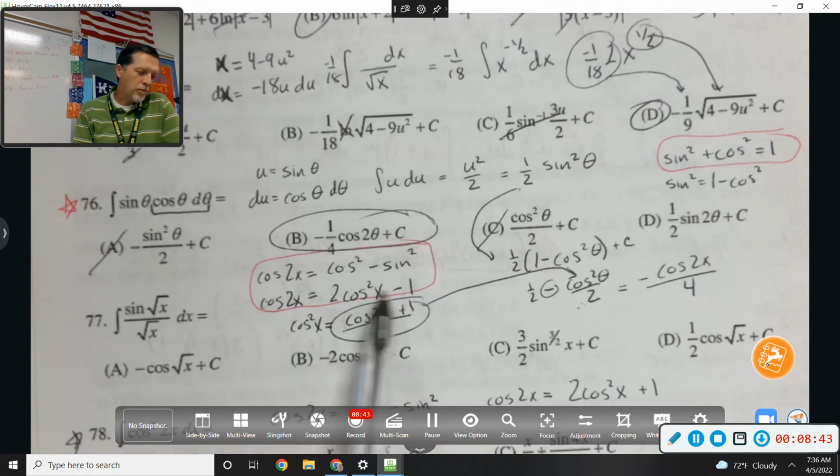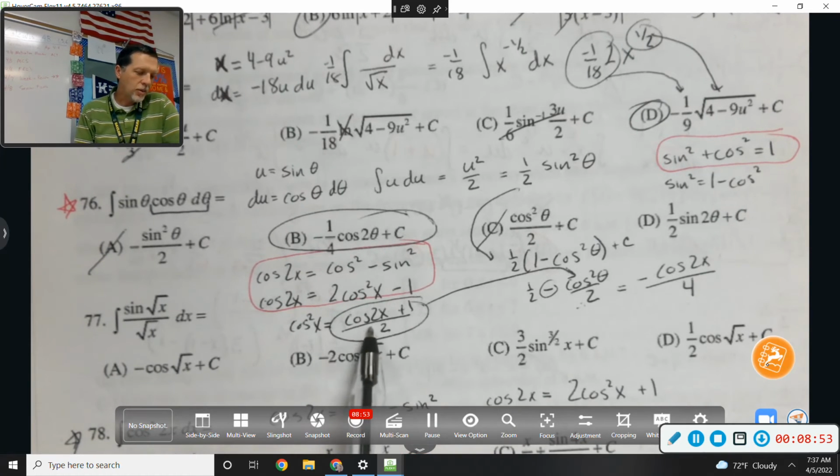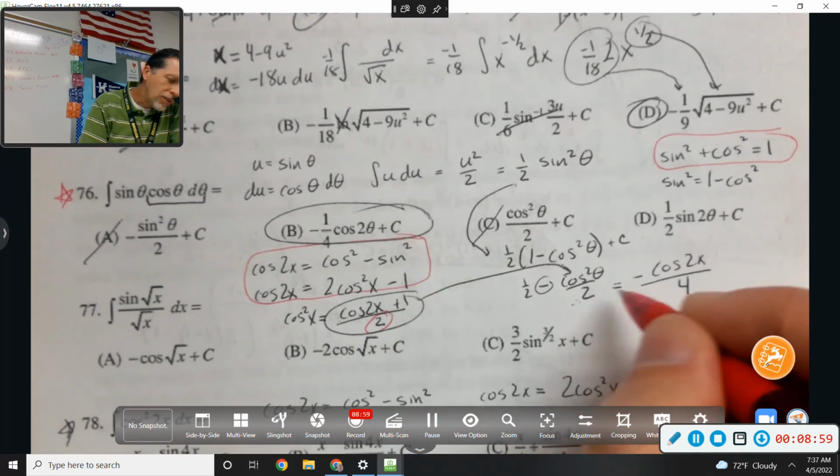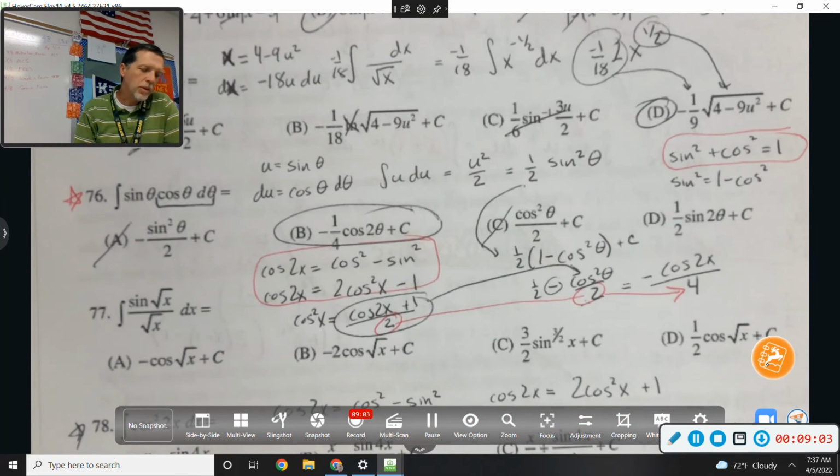And if I plug all of that in for cosine squared, and I don't care about the 1/2s and the plus 1s, the constants go away. They're all sort of absorbed into C. I end up with cosine 2x over 2 over 2, and that divided by 2 is where that divided by 4 comes from.